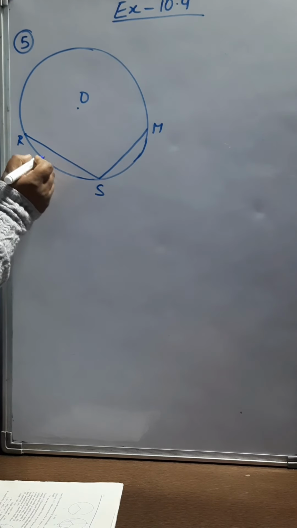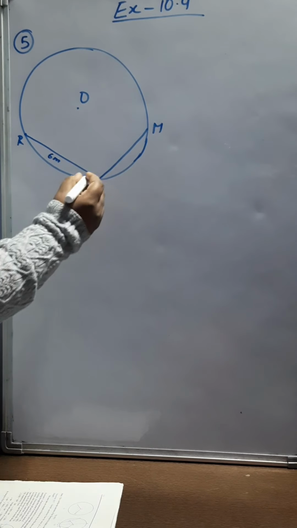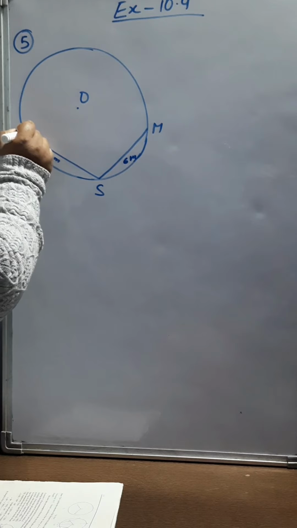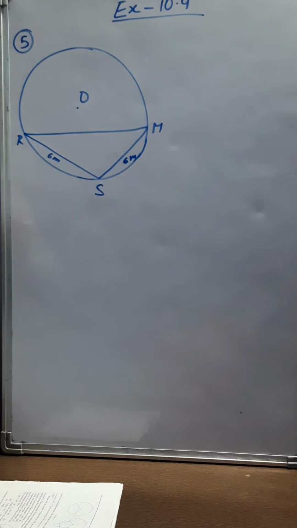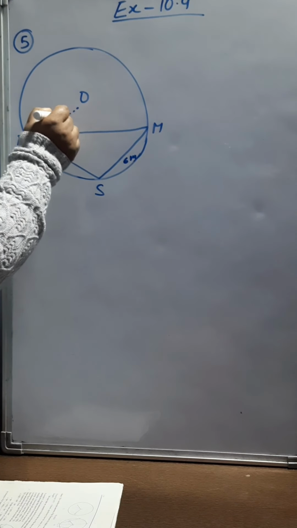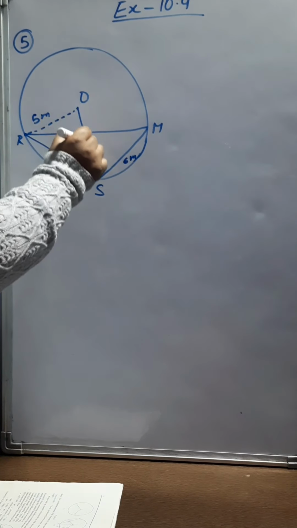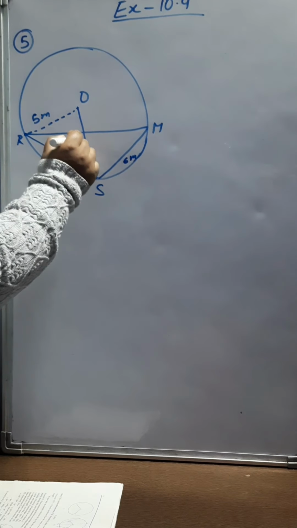The distance between Resma and Salma is given as 6 meter. Salma and Mandeep is also given as 6 meter. We have to find the distance between Resma and Mandeep. Can you tell me what is the distance of OR? Will it be 5 meter? Because it is the radius. Similarly, if we join OS, this distance is also 5 meter. OM will also be 5 meter.